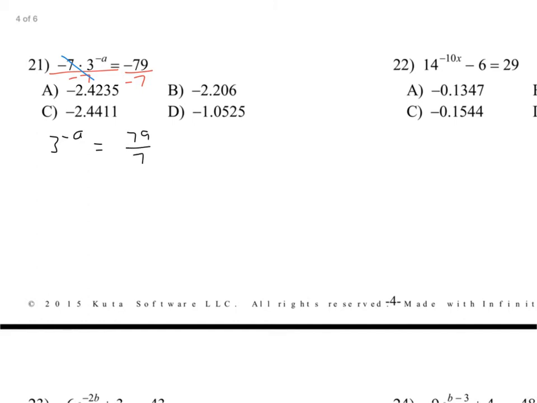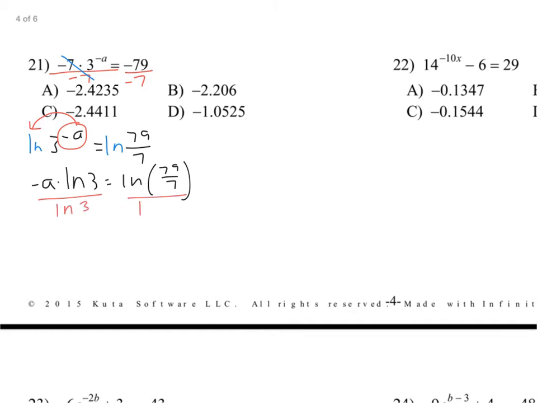And then I'm going to take the natural log of both sides. Remember, that's one way that we could get the variable and the exponent down. So using our properties of logs, we can rewrite the exponent as multiplication in front of the log. So I get -a times ln of 3 equals ln of 79/7. So we still want to isolate the a. Right now it is being multiplied by the natural log of 3, so I'm going to go ahead and divide by the natural log of 3 on both sides.